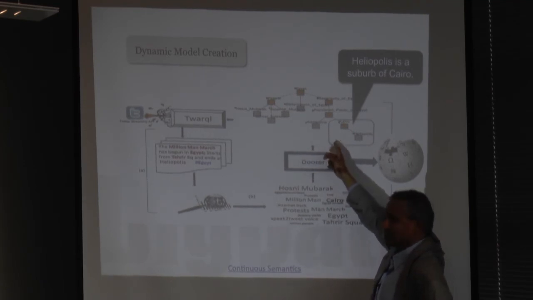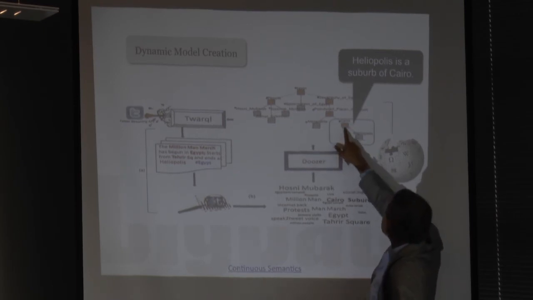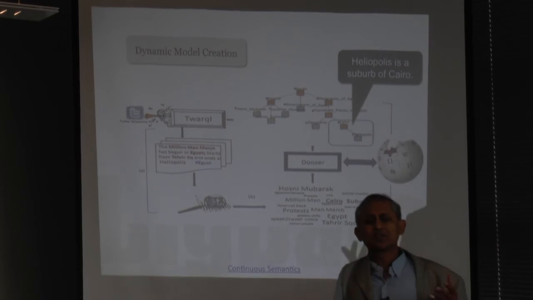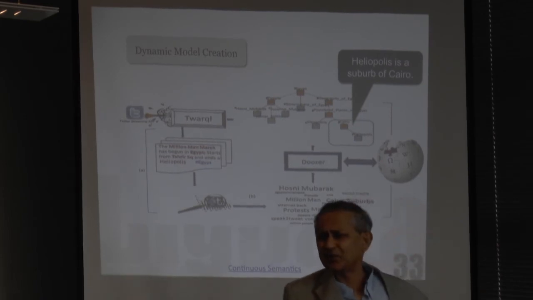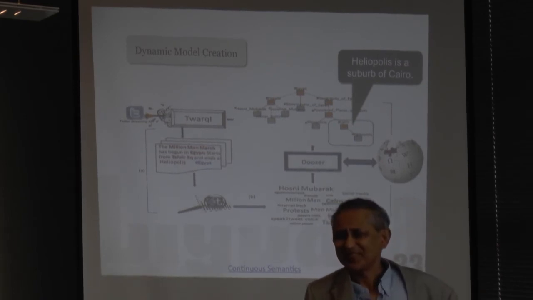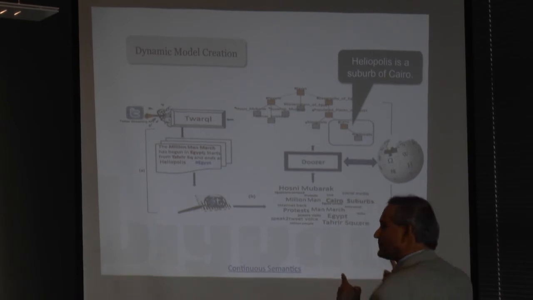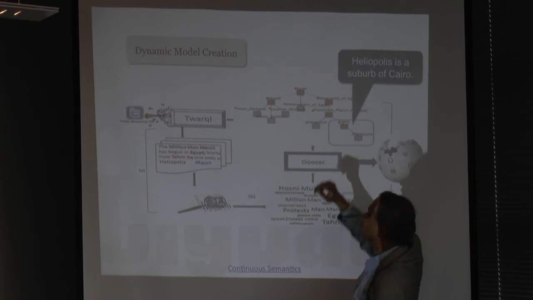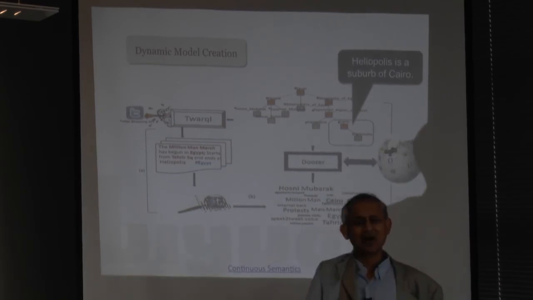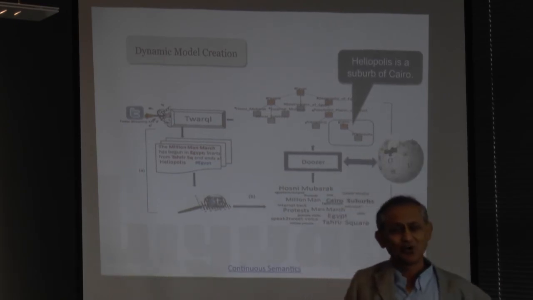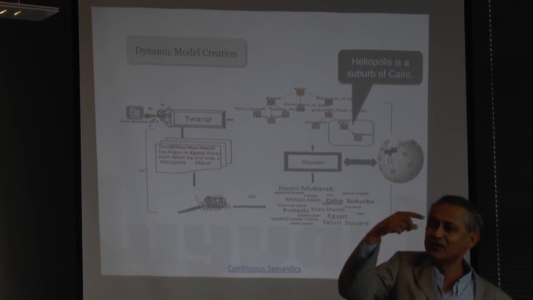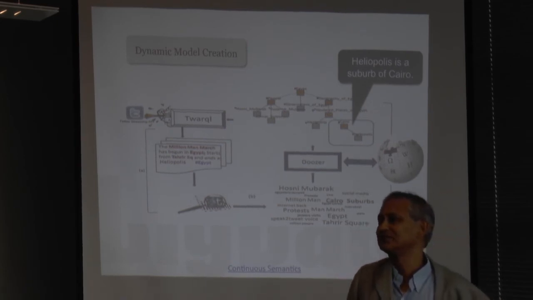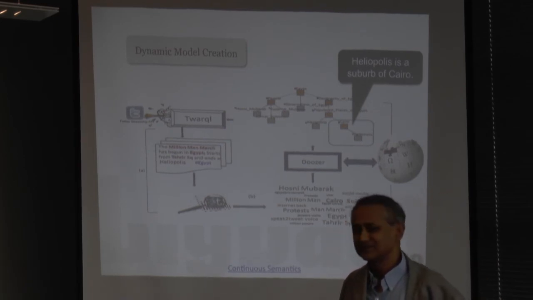Emanuele, you might find this very interesting. Have you seen this before? Okay. So for example, sitting here, how would I understand what is Heliopolis? But from mining Wikipedia, I could tell Heliopolis is a suburb of Cairo. Now I can use this knowledge on the fly to improve my understanding of the social media content coming in, right?